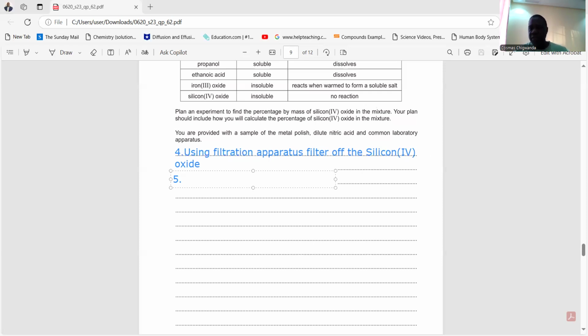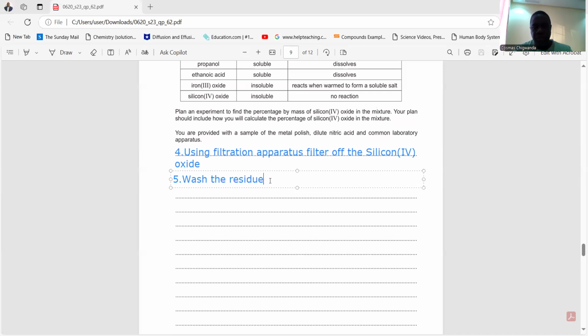When you're filtering using the filter funnel, you are supposed to wash off the residue, because you see you have wet silicon 4 oxide. It's still having the solution or the dissolved substance. So I want to ensure that all of them will go down into the filtrate. All right. So you can also write here that wash. Okay. You wash the residue.